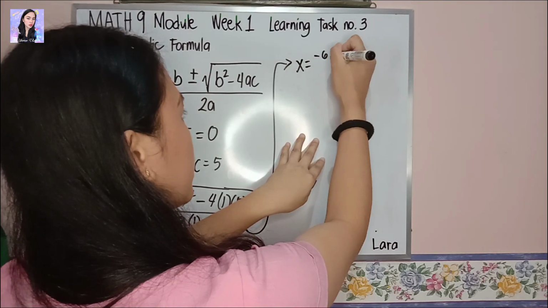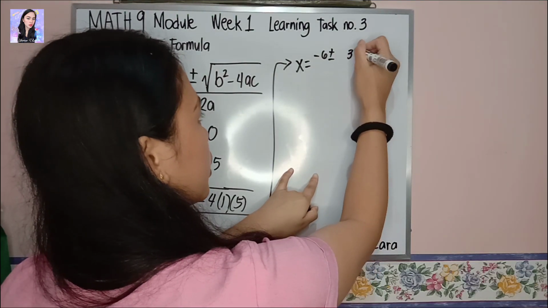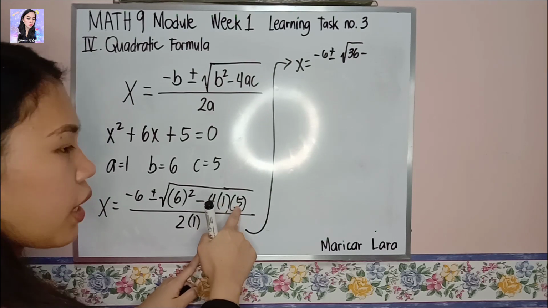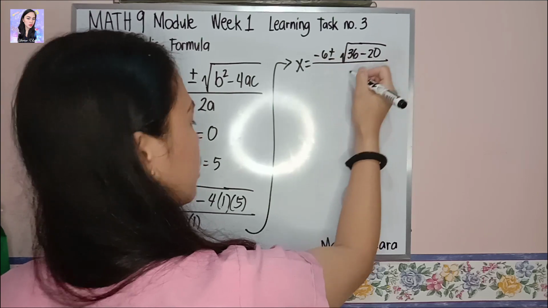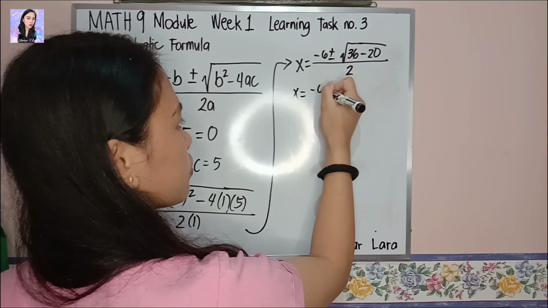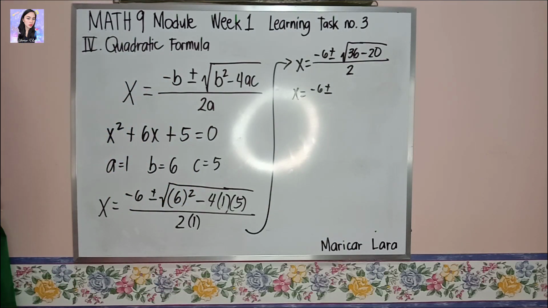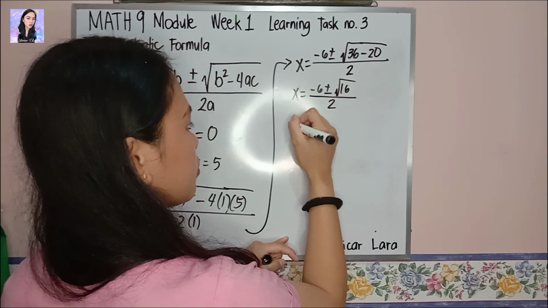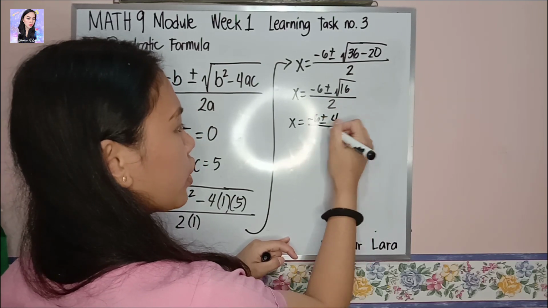So, copyhin lang muna natin yung nasa labas. So, 6 squared, magiging 36. And then, 4 times 1 is 4, times 5, 20. And then, 2 times 1 is 2. 36 minus 20 is 16. The square root of 16 is 4.